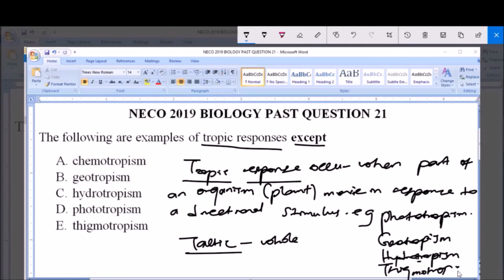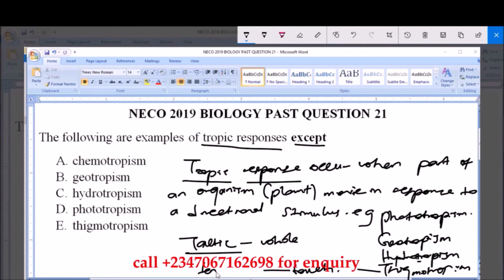Thigmotropism is also an example of a tropic response, whereby the plant parts move in response to touch. You can see this in tendrils of plants, like your yam plant, the tendrils of the yam plant. You see that it winds around a particular object just because it's responding to touch. That is thigmotropism. The part of the plant, not the whole organism, responds; just the parts of this organism move in the direction of the directional stimulus.